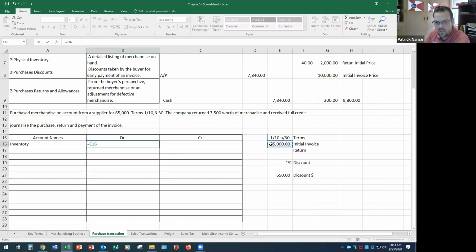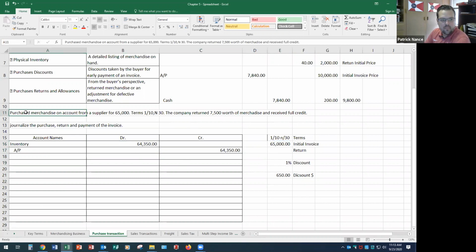So I debit inventory for 65,000 minus the discount of 650. If this is on account, I'm going to credit accounts payable to book the liability for the same amount, because that's how much I'm actually going to owe. Right now we're just journalizing the purchase; the return and payment come next.